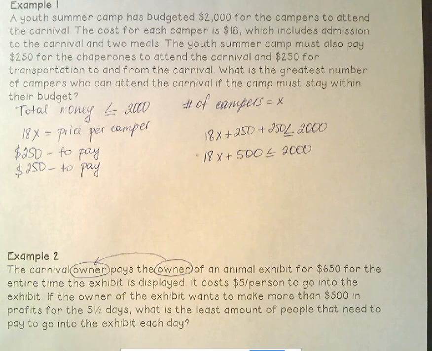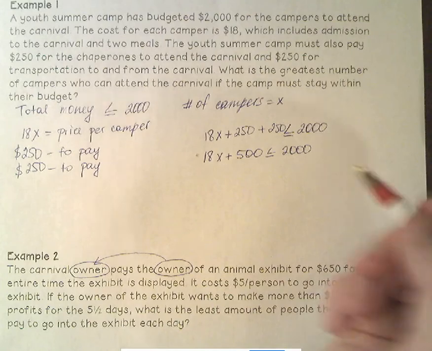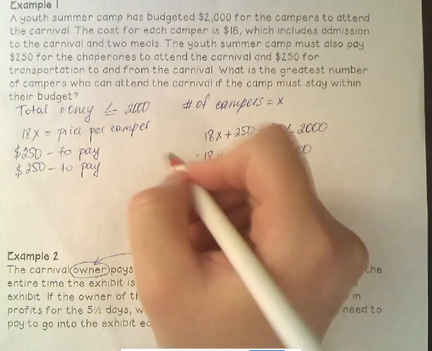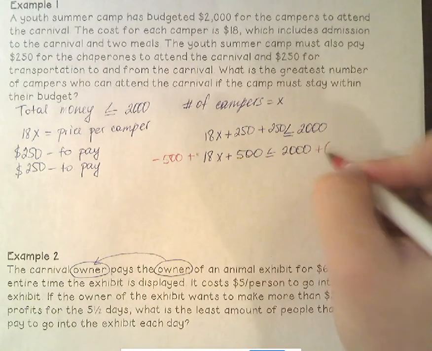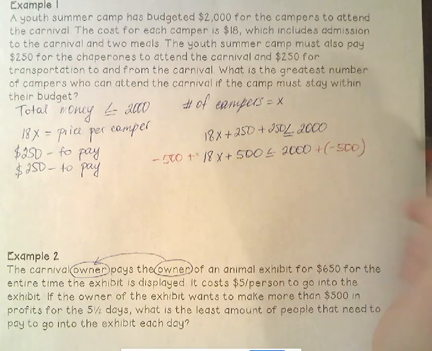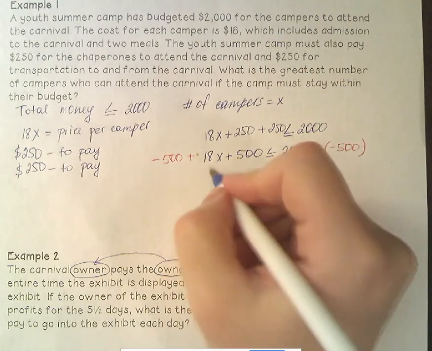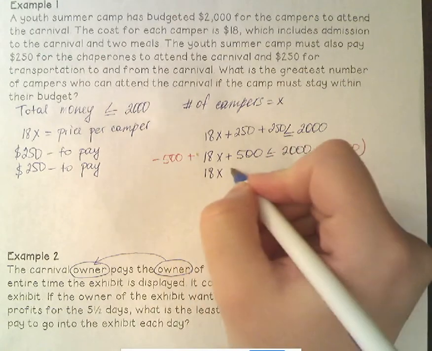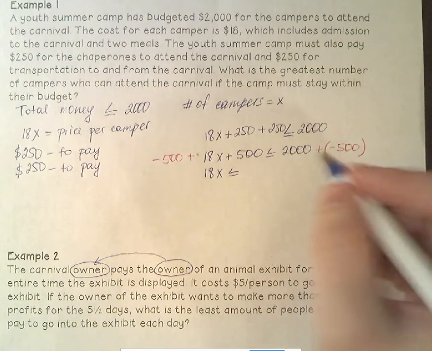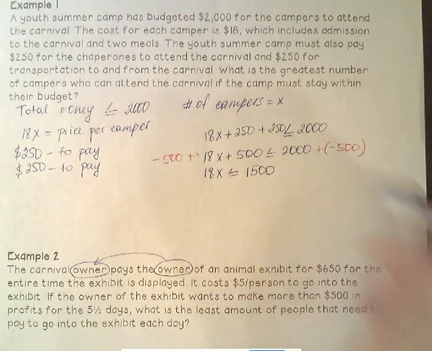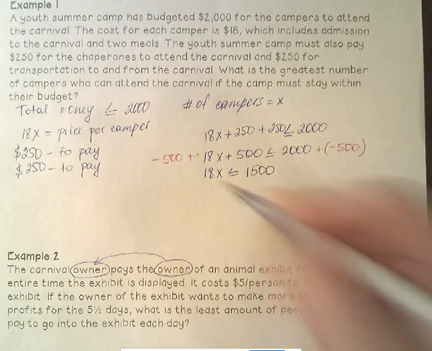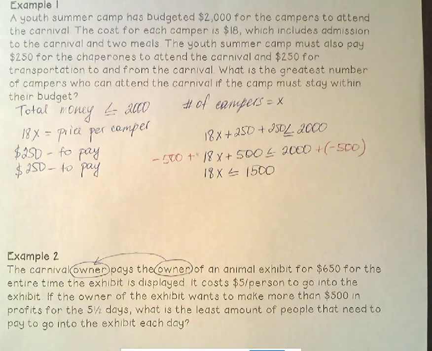Okay, so now we add negative 500 to both sides to get rid of it. Negative 500 plus negative 500. Now we have 18x on the left side, less than or equal to 2000 plus negative 500 is 1500. Okay, so now we have that much money, and now that is being taken care of.